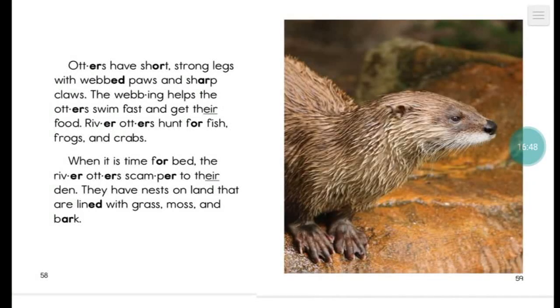Otters have short, strong legs with webbed paws and sharp claws. The webbing helps the river otters swim fast and get their food. River otters hunt for fish, frogs, and crabs. When it is time for bed, the river otters scamper to their den. They have nests on land that are lined with grass, moss, and bark.